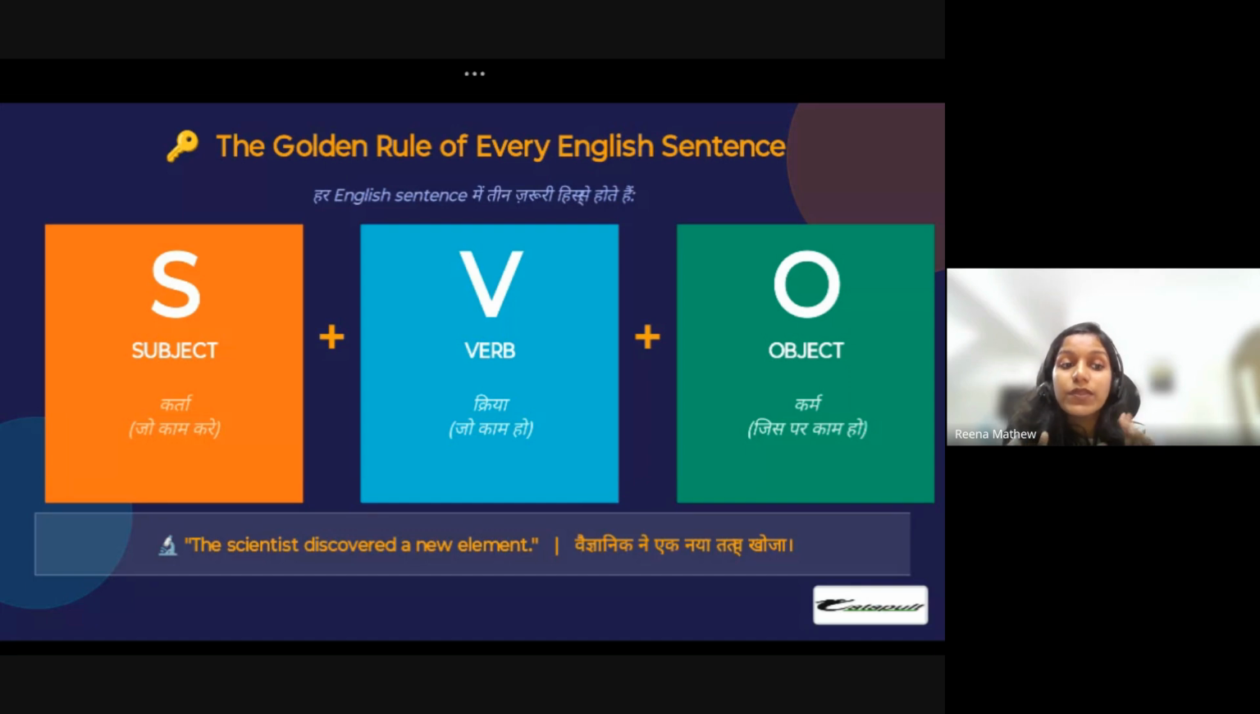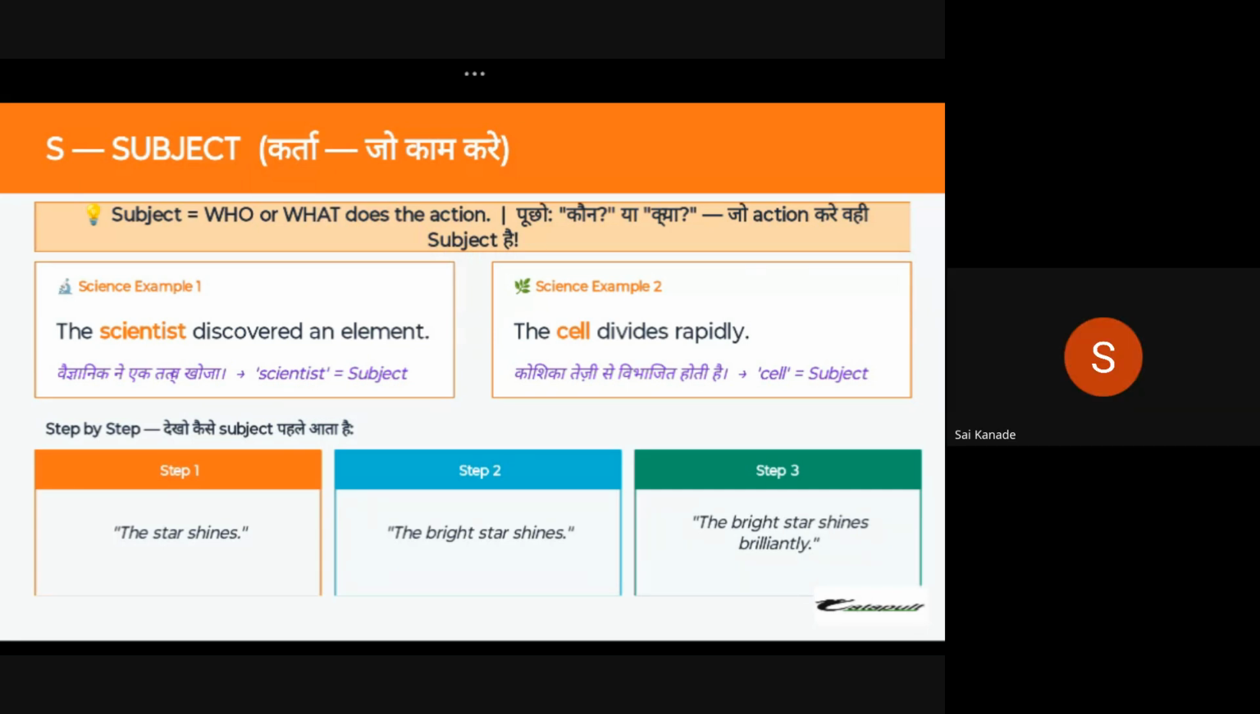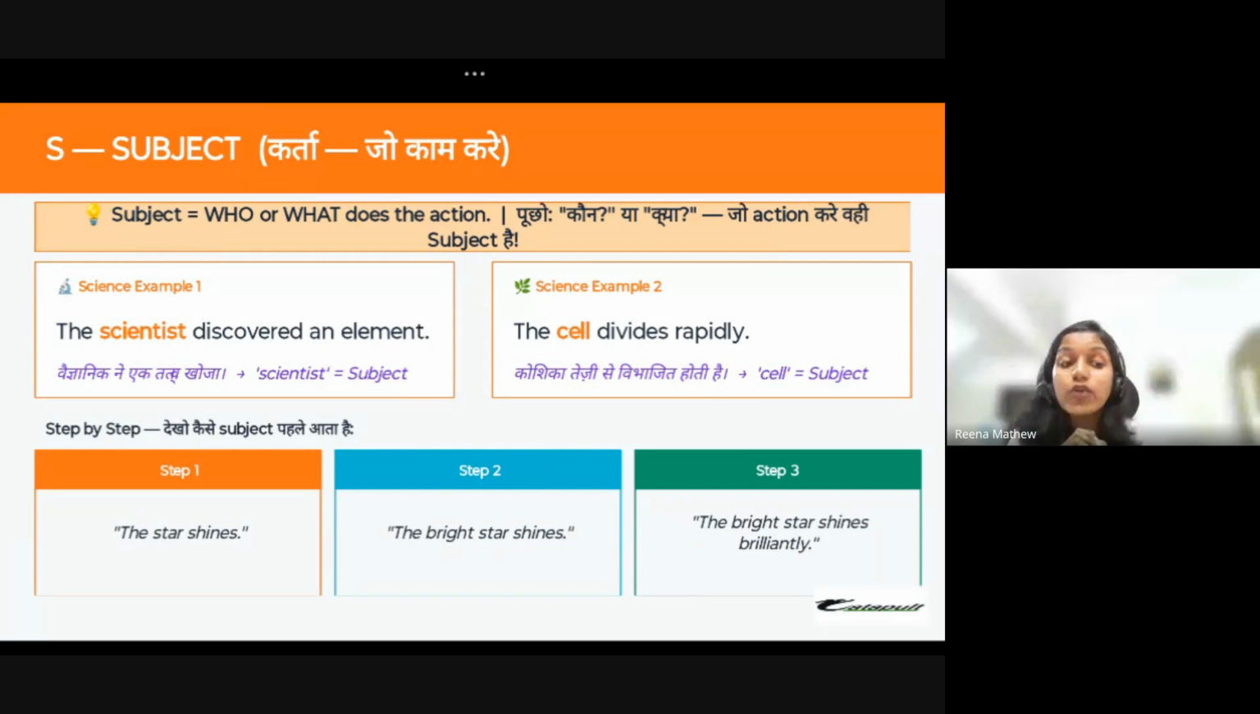In that you see the boy is the subject, because a subject is who or what does the action. We'll take this sentence itself so it will be easy for you to locate. The scientist discovered an element. In this sentence, what is the subject? The scientist. Why? Because the scientist is the person doing the action. Very good.